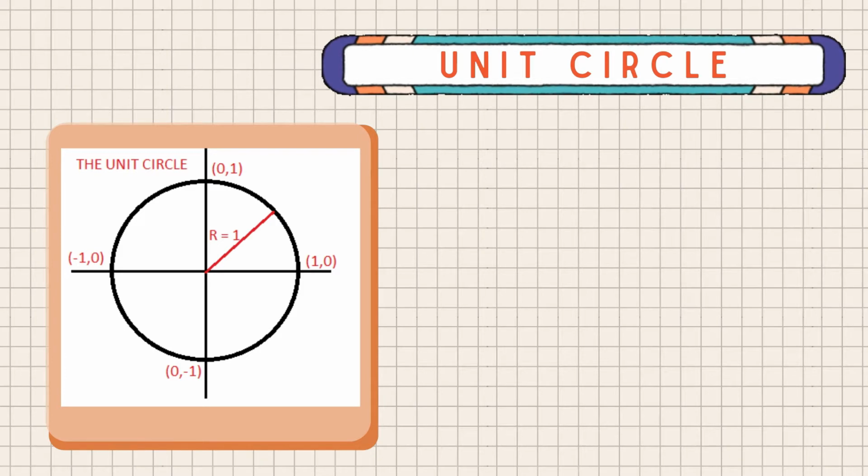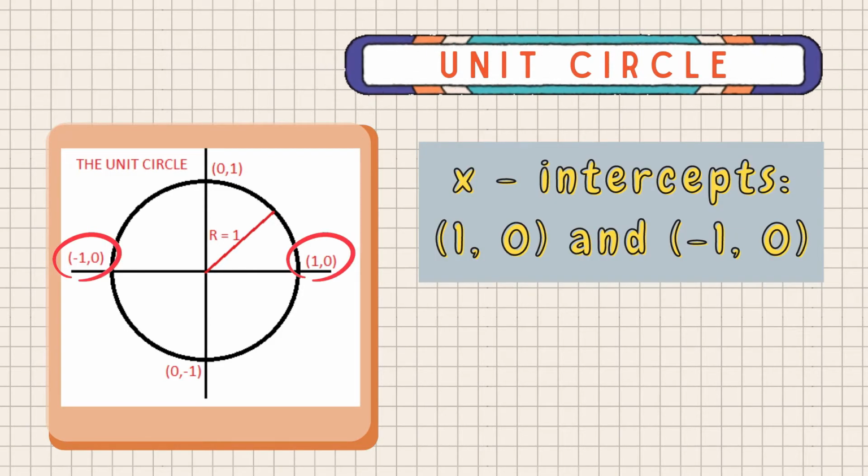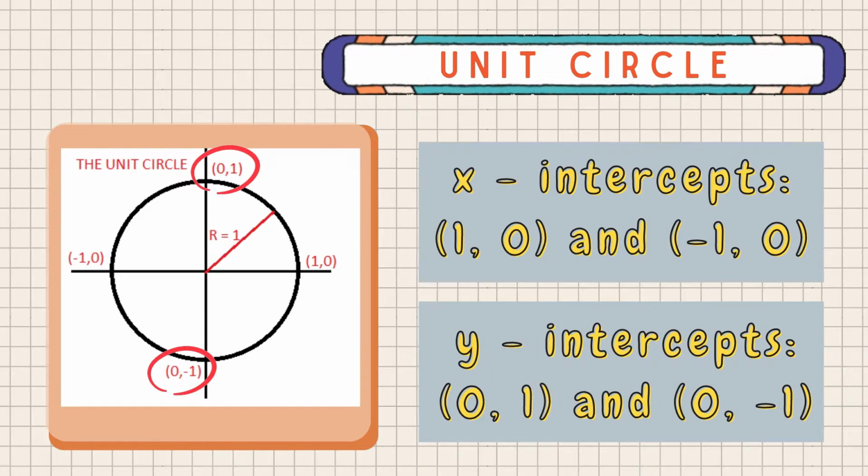Since we now know that a unit circle has a radius of 1 unit only, this means that its x-intercepts are constant, which is positive 1, 0 and negative 1, 0. Same goes for its y-intercepts, which is 0, positive 1 and 0, negative 1.